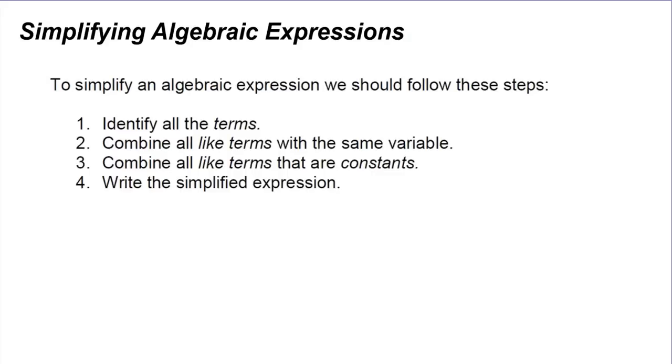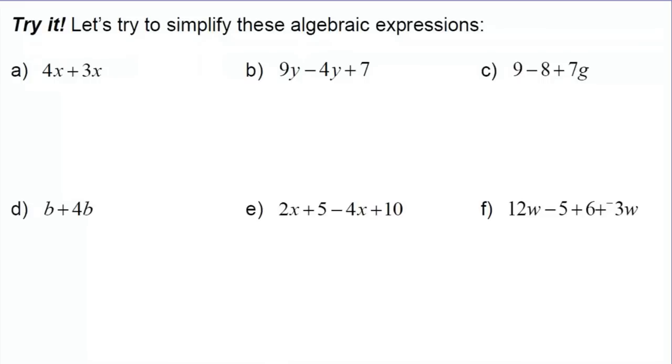And then we want to combine all the like terms that have the same variables. So we want to look for terms that have the same variables and then combine them. And then we want to combine all the like terms that are constants: find all the constants and combine them. And then finally, write the simplified expression. So let's take a look at some expressions here and see if we can simplify these and write them in a simpler way.